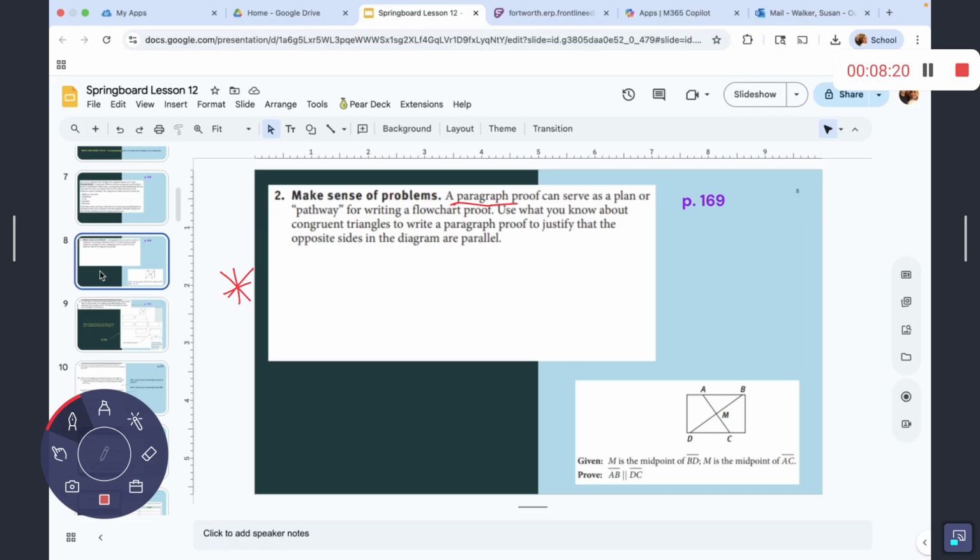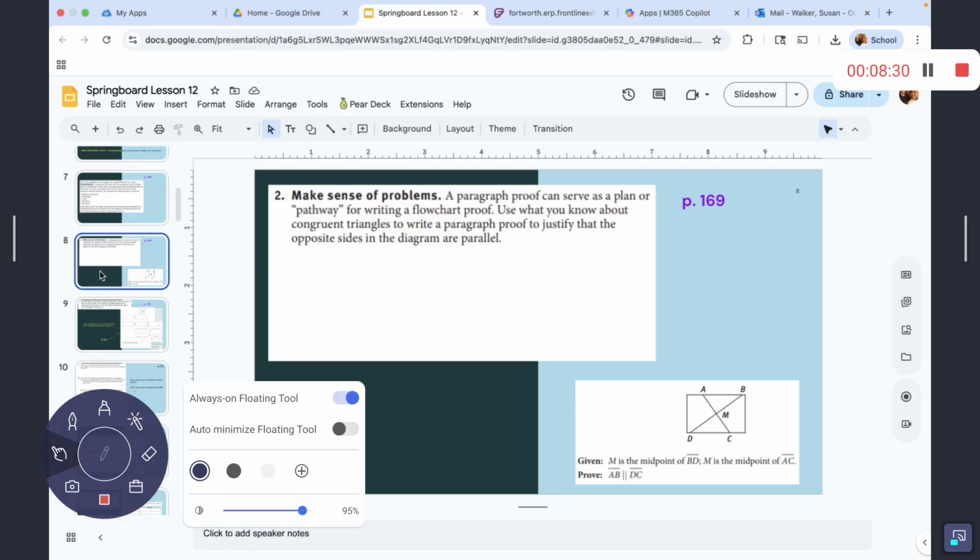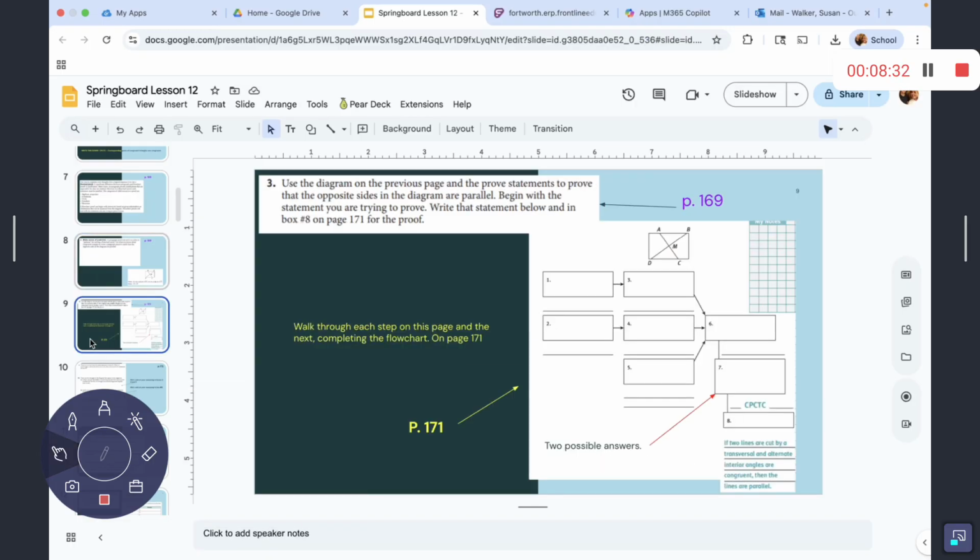Okay, so do that. It's probably going to take a couple minutes, so pause the video and do that now. And then we're going to be using that information right here. Okay, we're going to be using that information right here. Okay, so the information that's in your paragraph, you're going to transfer that here. Remember, this is your statement.